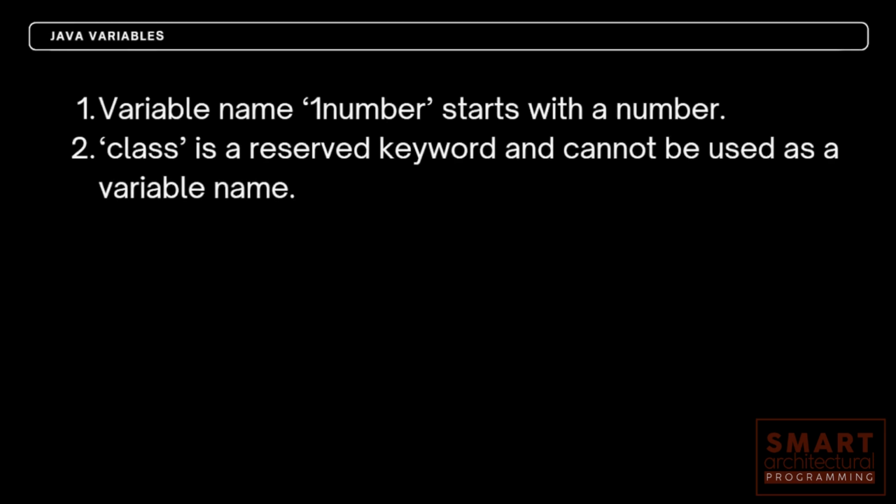So basically, here's what was wrong with those 2 values. The variable name 1number starts with a number. That is an incorrect way to start a variable name, and that runs opposite to the naming conventions that we discussed. And class is a reserved keyword that cannot be used as a variable name. If you have picked up these two issues, then you have done a great job, and you got the right answer to this quiz. So let's do a quick recap of what we learned.